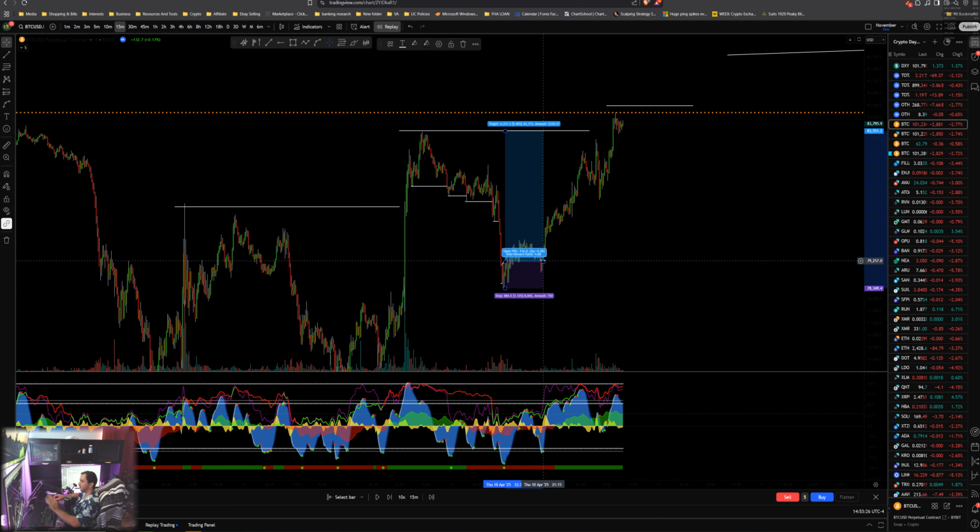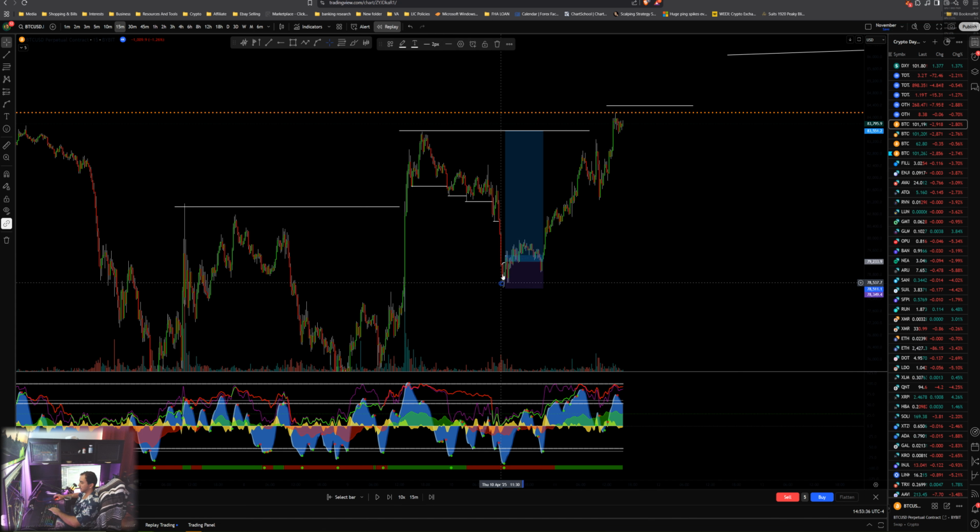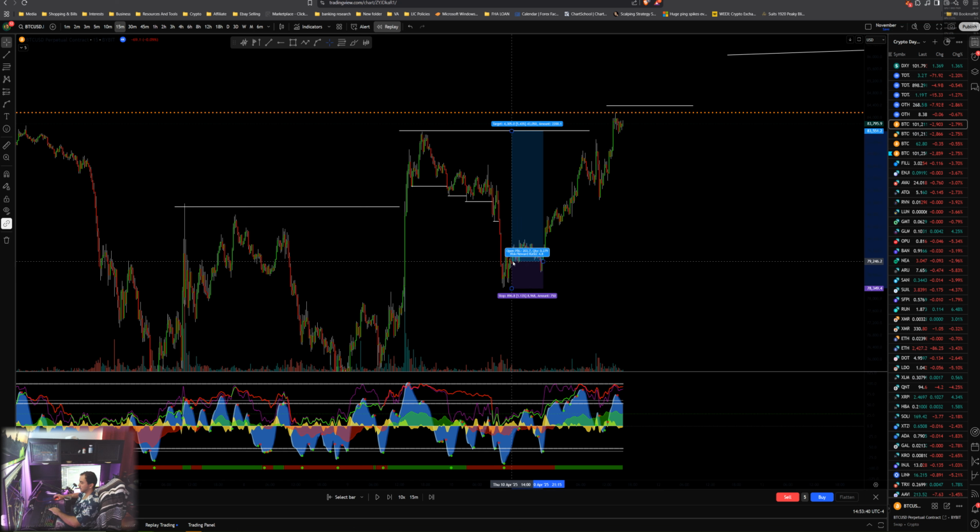Alright, so now we've entered our long. How do we manage this position? How do we trail our stop loss? And what do targets look like? Well, let's get rid of that noise. Move this over a little bit. Let's get rid of those as well.